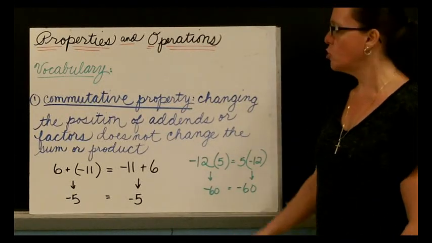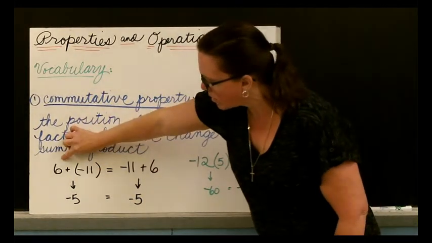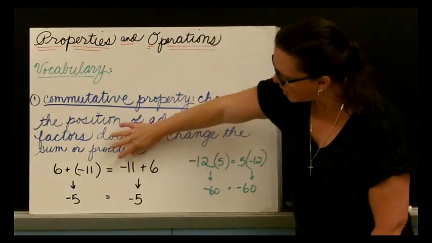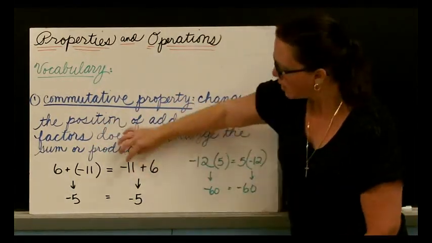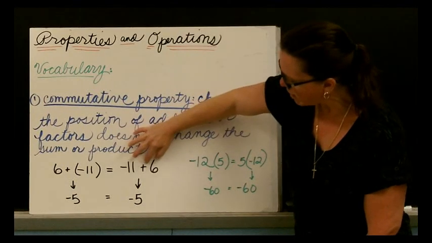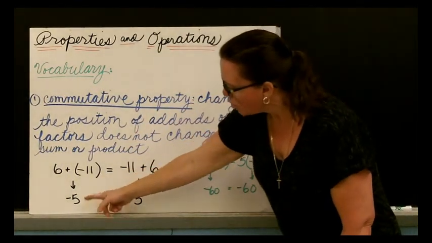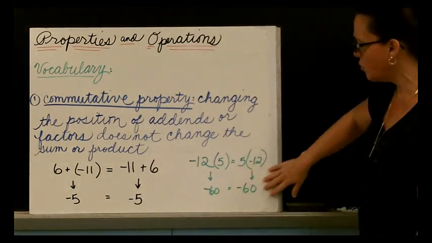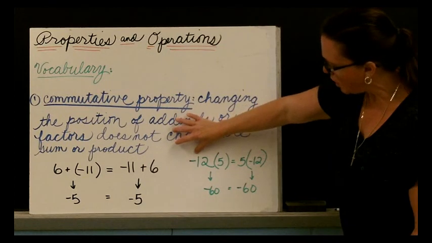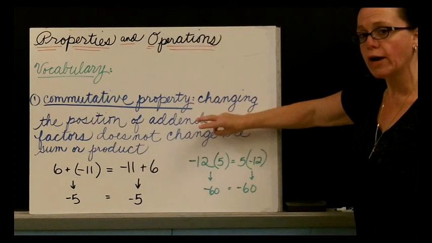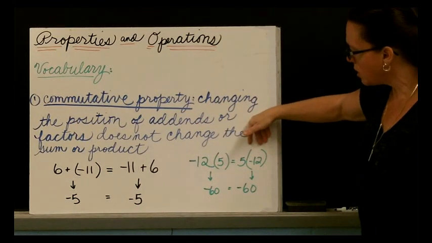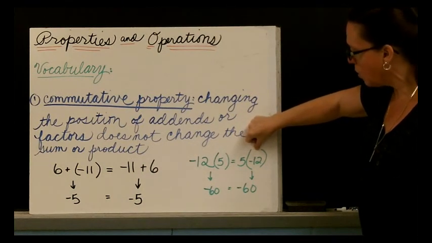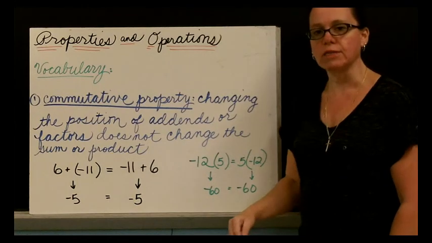And here are two examples to show that. Here we have a positive 6 plus a negative 11, which we're showing is the same as if you move the position, move the addends, and make it a negative 11 and a positive 6. You'll see, no matter how you combine those integers, you end up with a negative 5. Same happens with multiplication. Here we have a negative 12 times 5. Those are our two factors. On the right side of the equal sign, we're just changing the position of them. So we have a positive 5 times a negative 12, and both times you get negative 60.